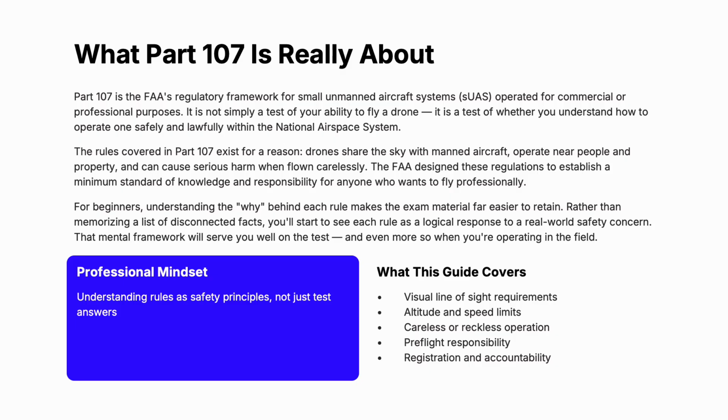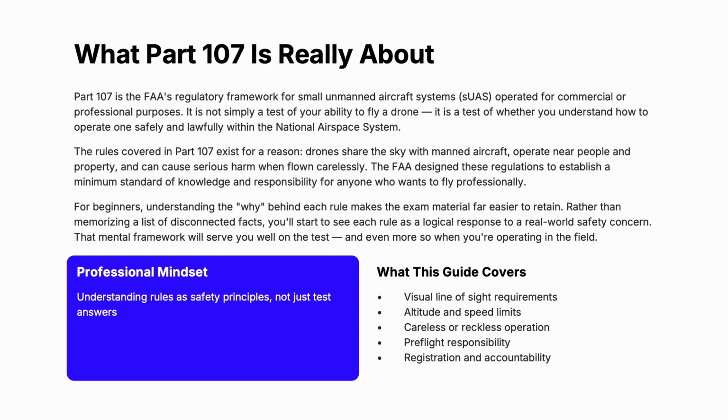So what is Part 107 really? It's the FAA's regulatory framework for small unmanned aircraft. This includes drones that are flown for commercial or professional purposes. But here's the mindset shift I want you to make right now. This isn't just a test of whether you can fly a drone. It's a test of whether you understand how to operate one safely and lawfully inside the national airspace system.